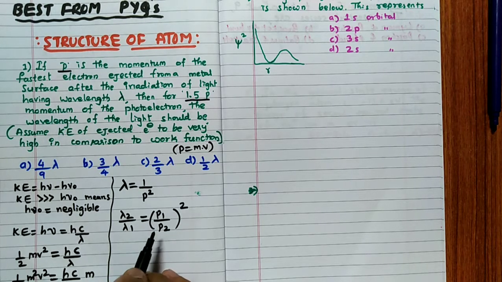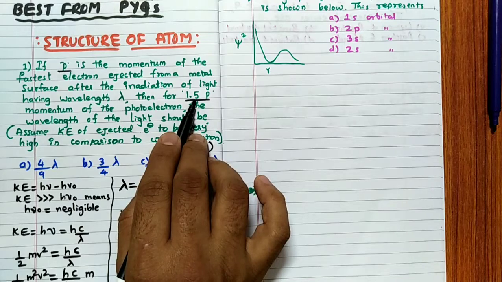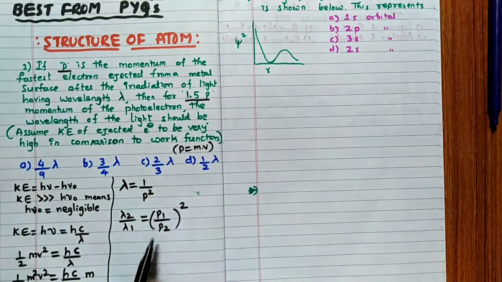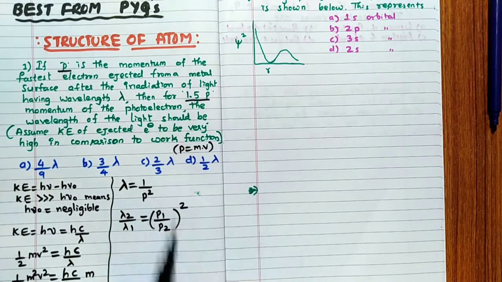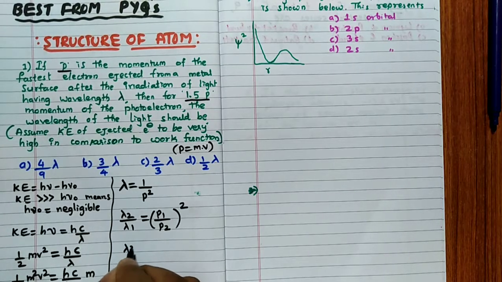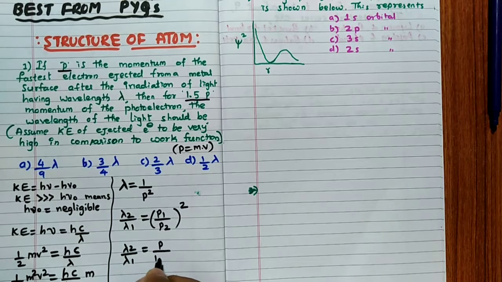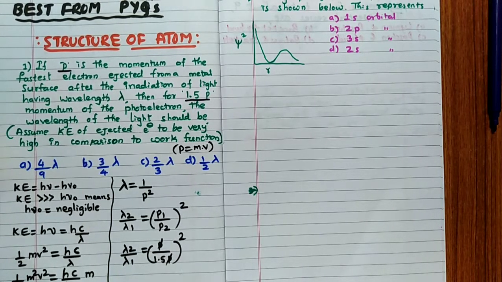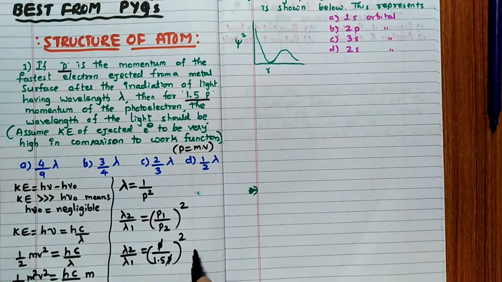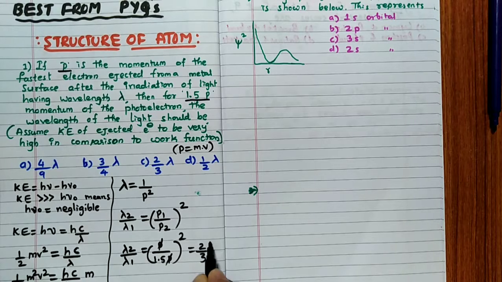So P1 by P2. What is P2? 1.5 P. See, P1 is P. What is P2? 1.5 P. So hence I will write this as lambda 2 divided by lambda 1 is equal to P divided by 1.5 P whole square. See, P gets cancelled. 1.5 I can write like this. See, can you agree with me? Is equal to 2 by 3 whole square. 1.5 in the denominator means 3 by 2. So 3 by 2, it becomes 2 by 3.